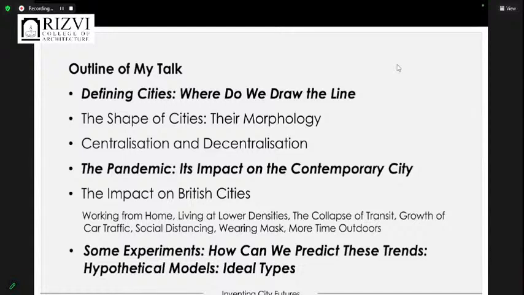And then, having said something about the pandemic, I'm going to talk about some experiments. How can we predict these trends? How can we build some simple models, some hypothetical models, ideal types, if you like, to look at what cities might look like in the future? And this, again, will play on the balance between centralisation and decentralisation.